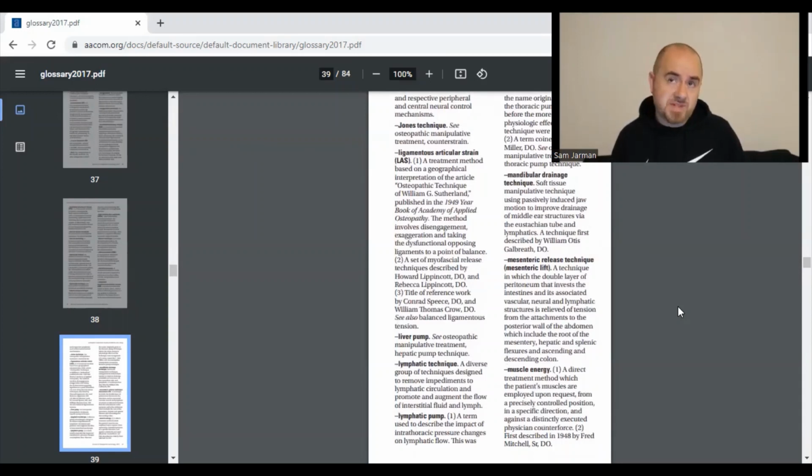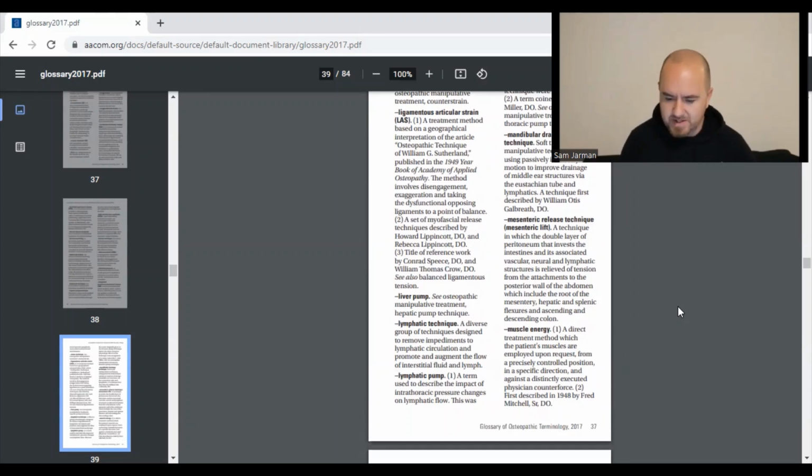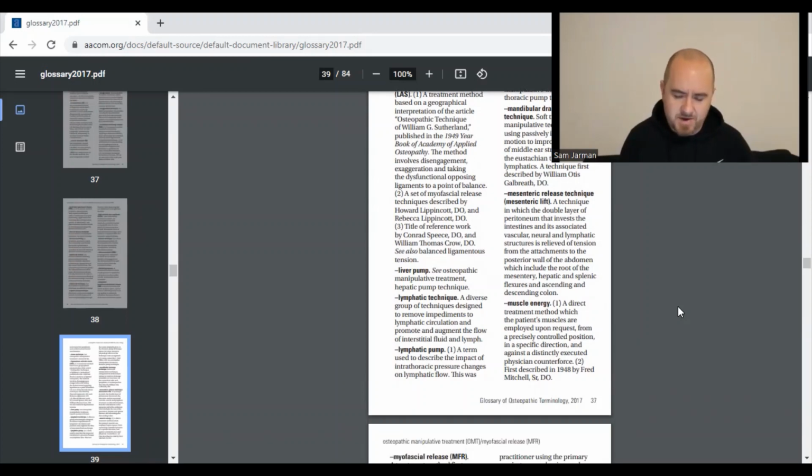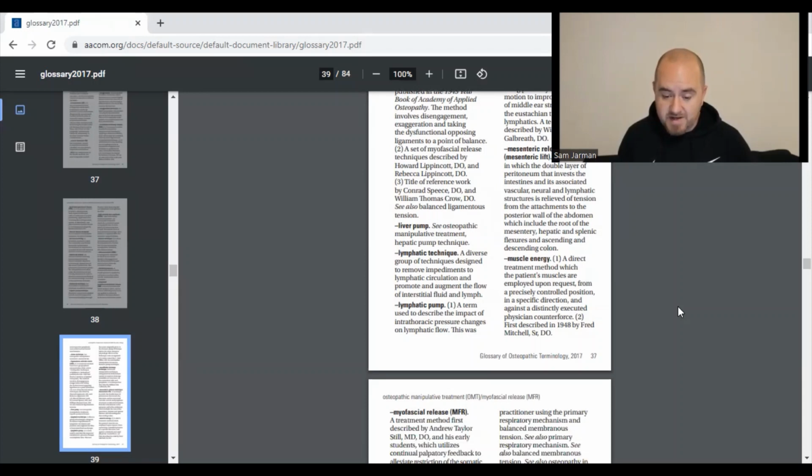You're going to see facilitated positional release, whereas with respect to direct methodologies, you're looking at muscle energy, HVLA, and myofascial release, but only one subcomponent of myofascial release. There may be some others that I'm not thinking of offhand, but as I breeze through this, I'll let you know. So muscle energy is a direct treatment method in which the patient's muscles are employed upon request from a precisely controlled position in a specific direction and against a distinctly executed physician counterforce. This was first described by Fred Mitchell Sr., D.O.